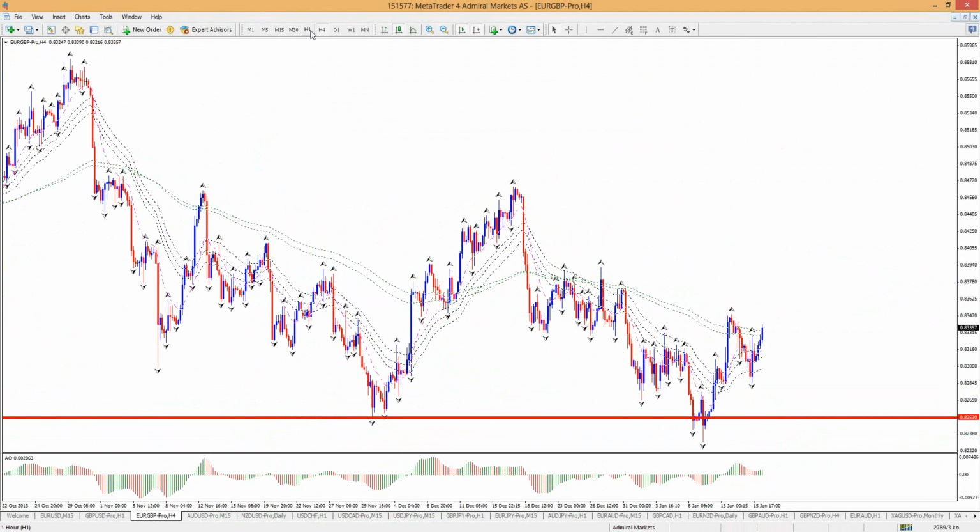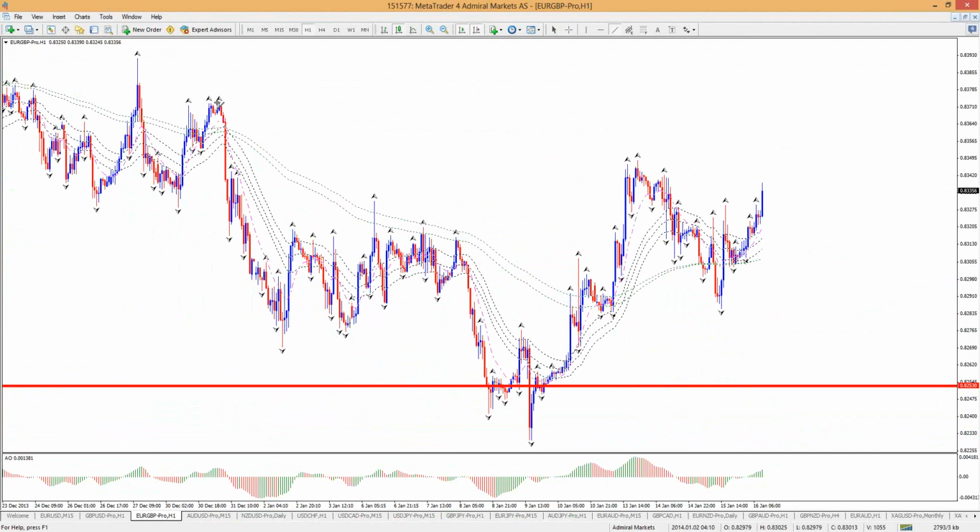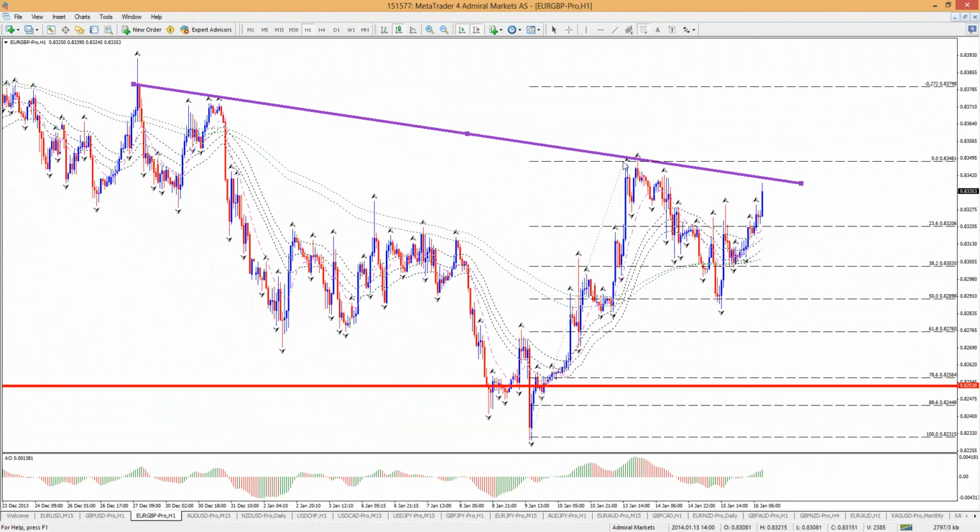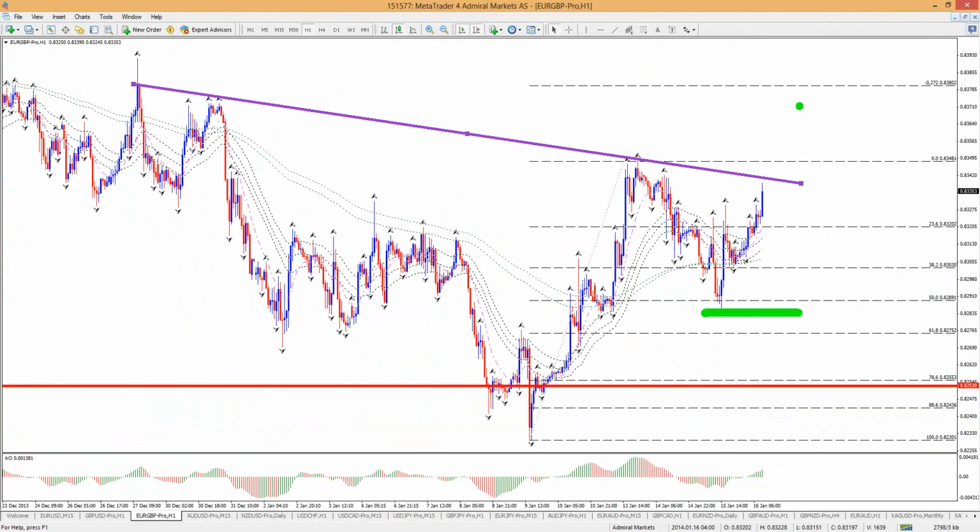Euro pound is in fact, let's see, breaking potentially to the upside. We got a trend line like this. We could also put a fib on this upside. If we do break, we could see we hit the 50. The target would be minus 272 at 83.80 for the euro pound.